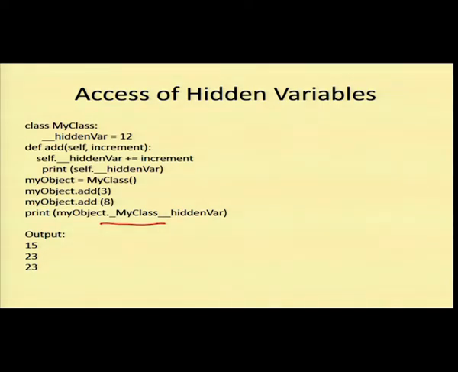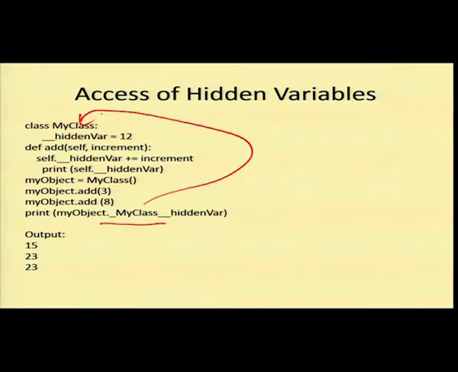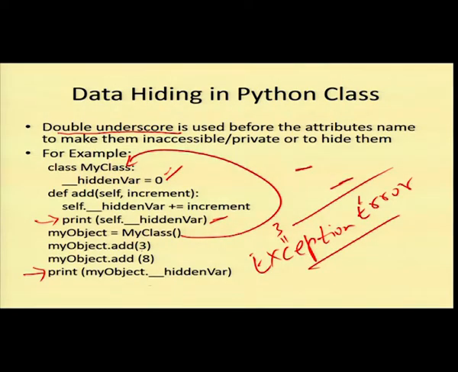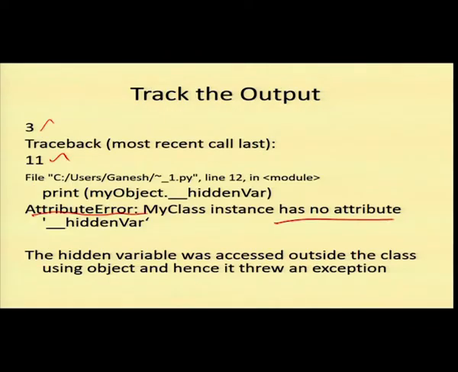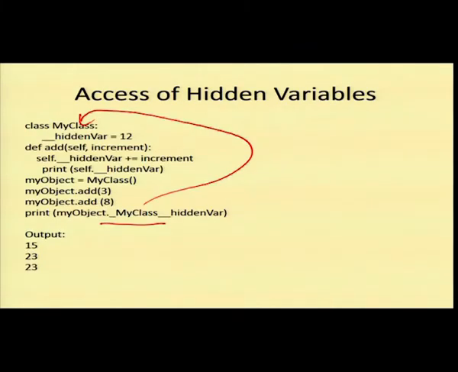So, what happens over here? Now it prints, because I am calling this class my class, whereas in my previous program I have not called my class over here. That is the reason I got a traceback error. When I want to call the particular print statement, I am supposed to call with the class name. So, my object underscore dot underscore my class.